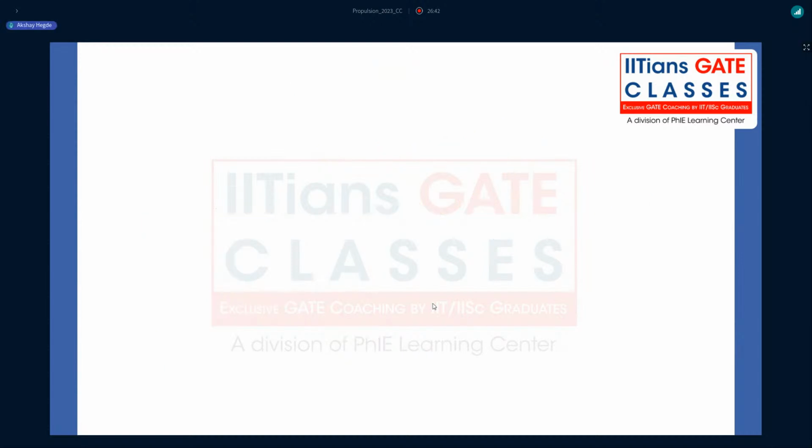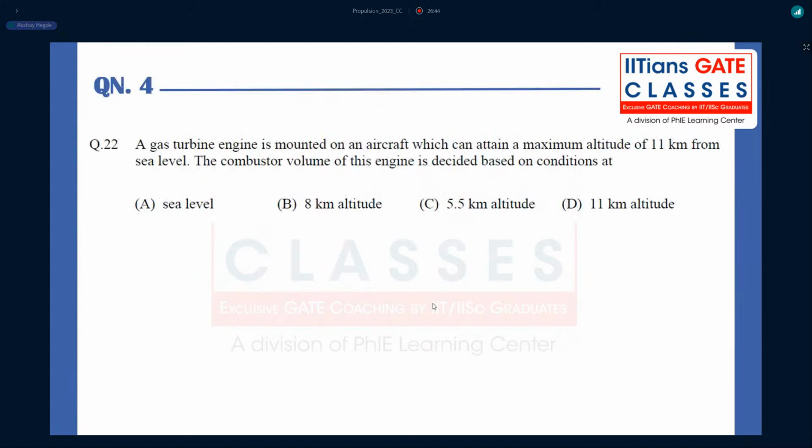Okay, so let us move to the next question. Gas turbine engine is mounted on an aircraft which can attain a maximum altitude of 11 km from sea level. The combustor volume of this engine is decided based on the conditions at. Come on, this is a very straightforward question. Yes, it has to be option D, right?